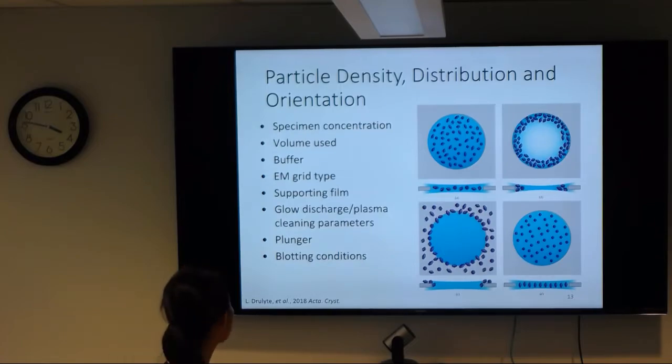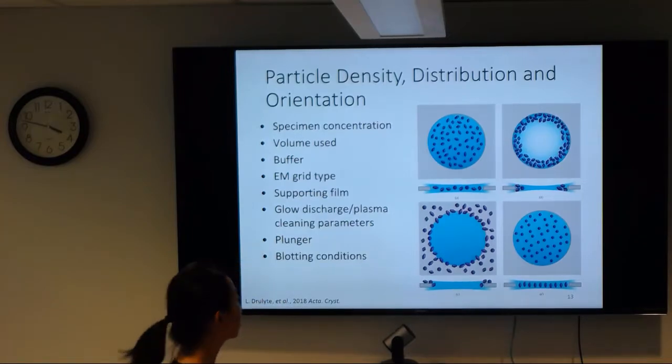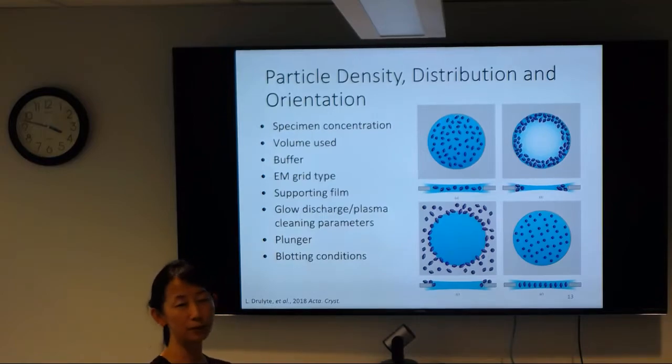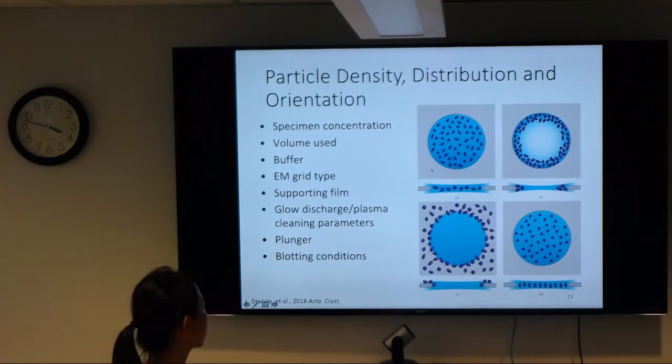Here I'm just listing a lot of parameters that possibly affect the distribution and concentration of the sample on your EM grid. Unless you want to spend some time on it, otherwise I'm gonna skip it. Basically, you have to look at several of them. Usually it's a combination of several factors, and you have to control a couple of them and change a couple of them until you have a good concentration on the grid like this.